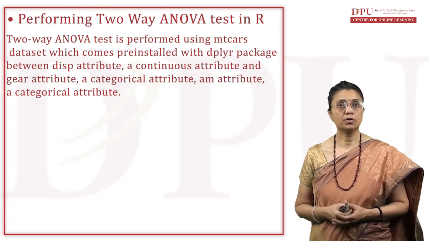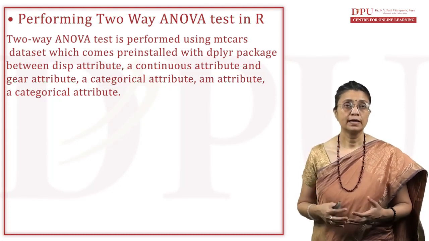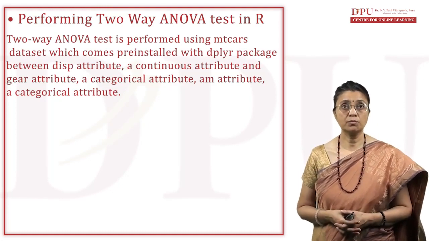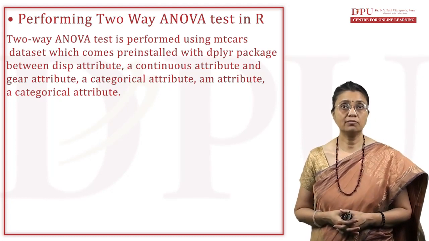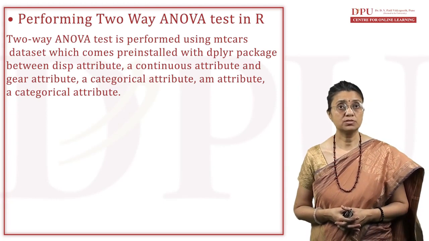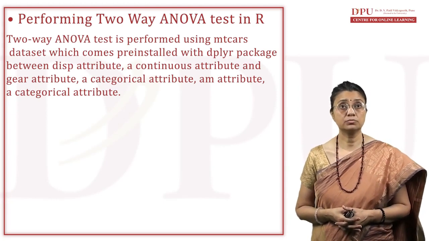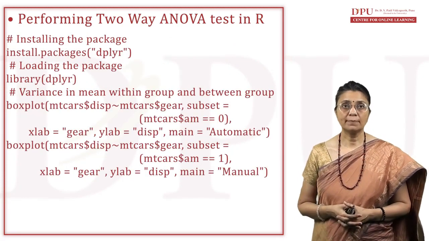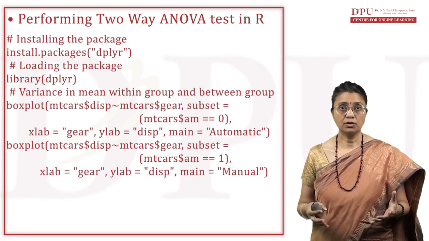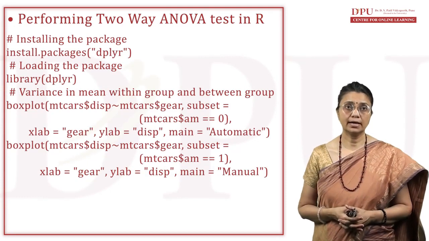Now, let's talk about the two-way ANOVA test in R. The two-way ANOVA test in R is performed using the mtcars dataset, which comes pre-installed with the dplyr package, between the disp attribute, a continuous attribute, and the gear attribute, a categorical attribute. So again, we have installed the package dplyr and we are loading the library dplyr.